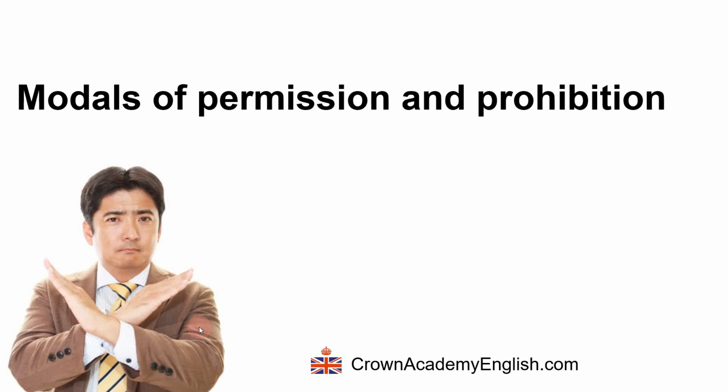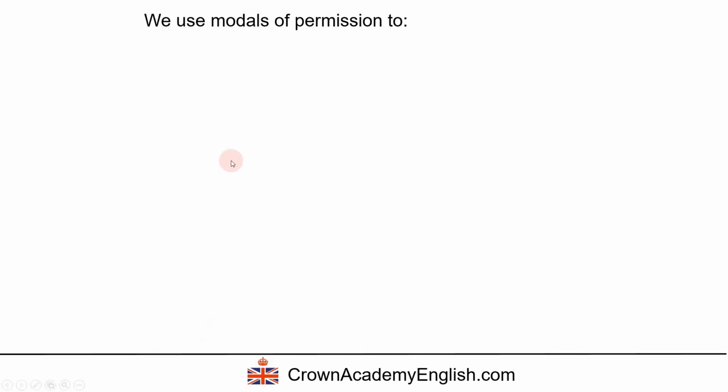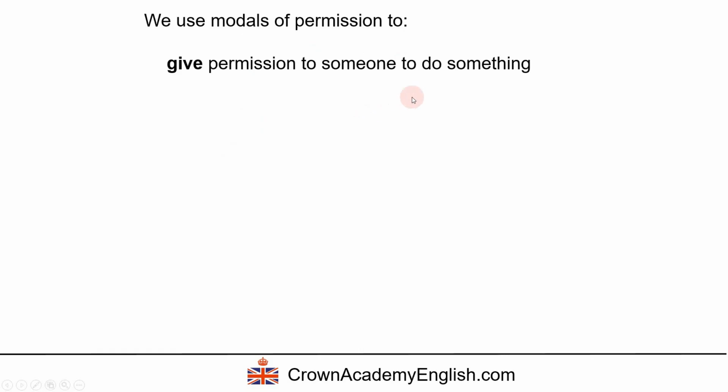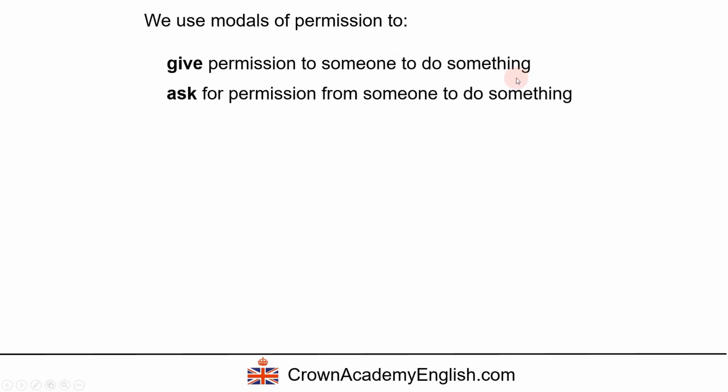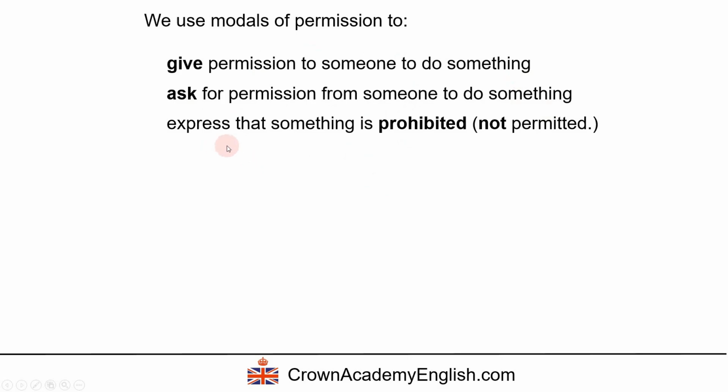Modals of permission and prohibition. So we use modals of permission to give permission to someone to do something, to ask for permission from someone to do something, and finally to express that something is prohibited. And prohibited means it is not permitted, okay? It is not allowed. So give permission, ask for permission, and express that something is not permitted.